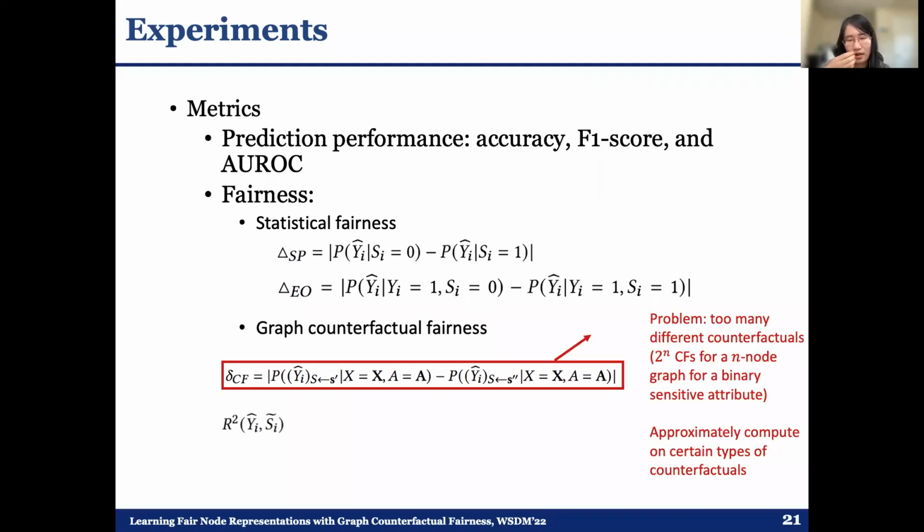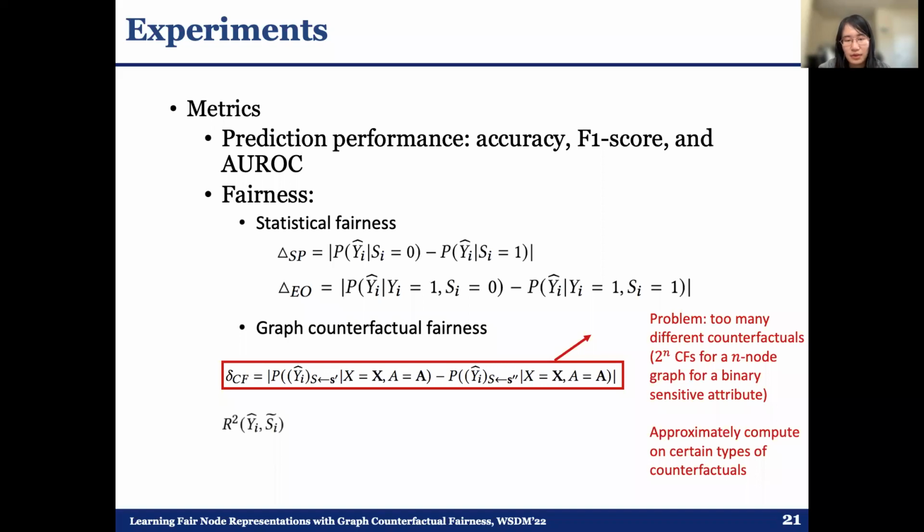As there are a lot of choices, if we have a binary sensitive attribute, we will have an n-node graph. We will have an exponential level of counterfactuals. So it is a very large scale metric. But to simplify this computation process, we try to approximate it, and we compute it on some certain types of counterfactuals.